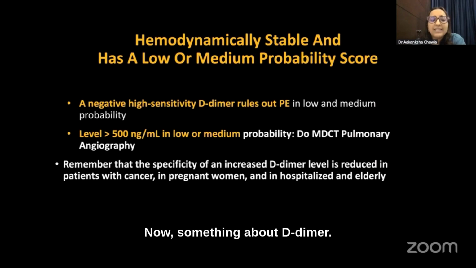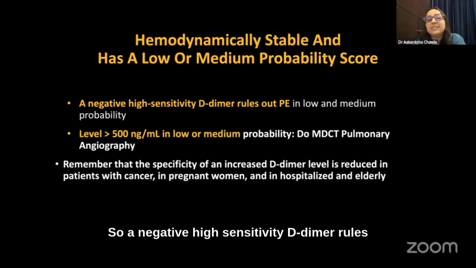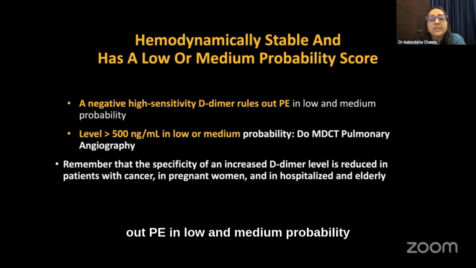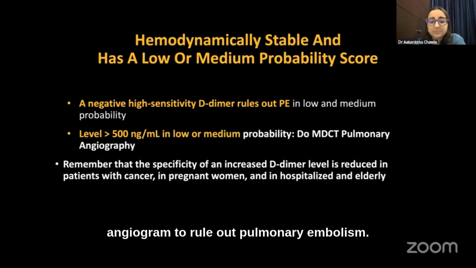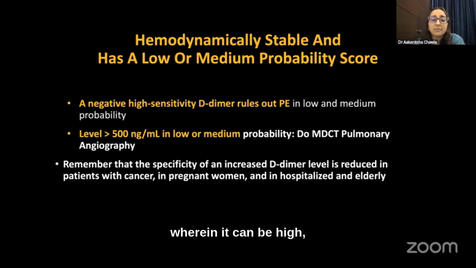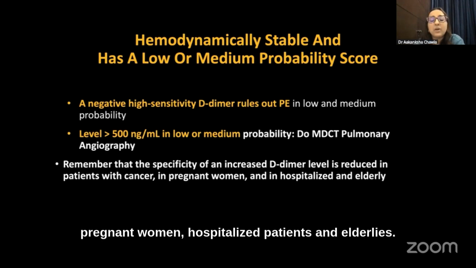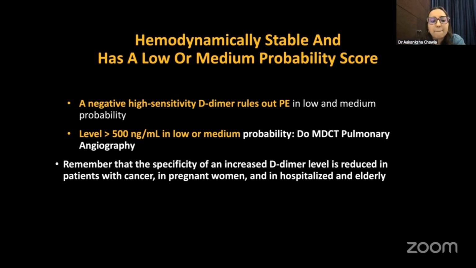Now, something about D-dimer. A negative high-sensitivity D-dimer rules out PE in low and medium probability patients, whereas with a level of more than 500 in low or medium probability, you must do a multi-detector pulmonary CT angiogram to rule out pulmonary embolism. And remember that there are certain cases wherein it can be high, like in patients with malignancy, pregnant women, hospitalized patients, and elderly patients.